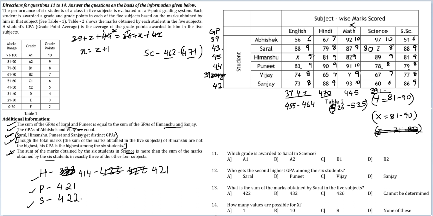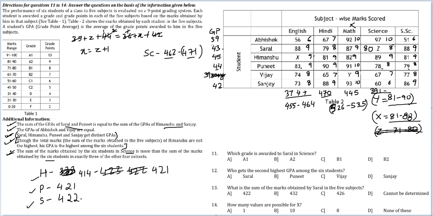Because the maximum he can go up to is 421, x we cannot take 90 anymore. It can go up till from 81 to 88. Y can take any of these values because Vijay is not mentioned, but x can only range from 81 to 88. Okay, let's get to individual questions.